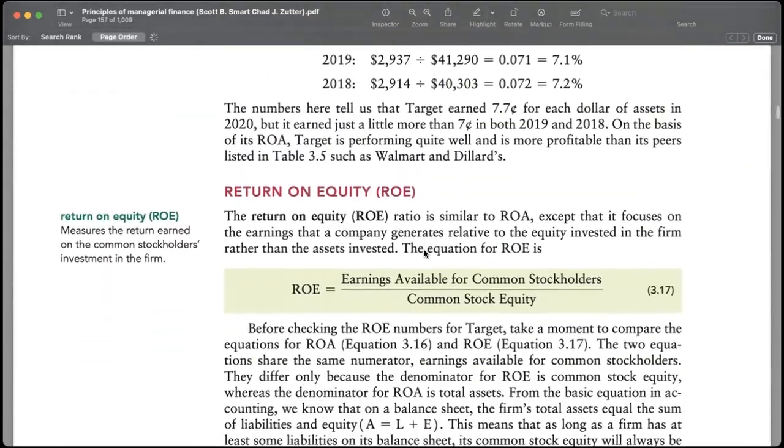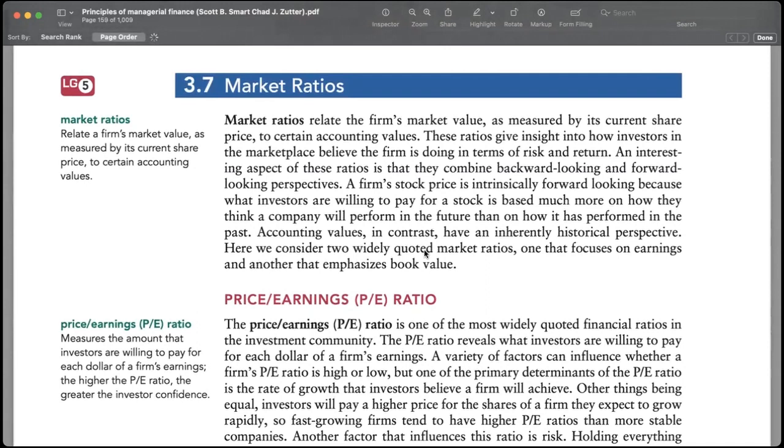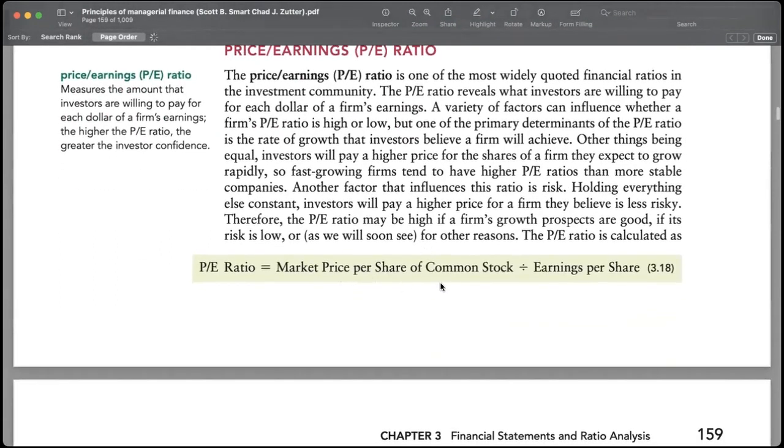Then what else? We have market ratio. So number one market ratio is price earnings ratio. So price earning ratio is market price per share divided by earning per share. We have already calculated earning per share, right? Earning per share means dollar of net income for every share, and market price per share is the price of every share. So what does it indicate? It indicates the number of dollar the shareholders are willing to pay for every dollar of earning per share.